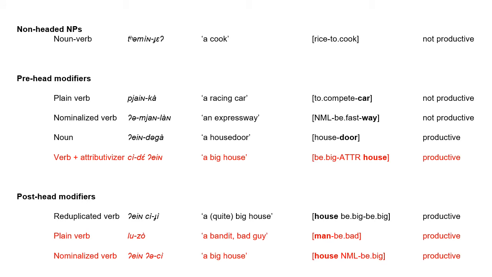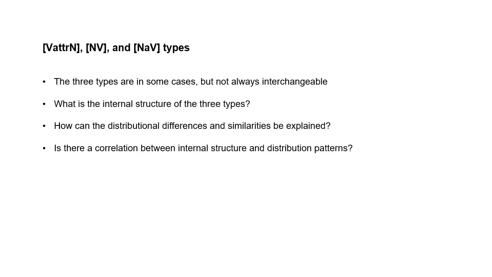The three kinds that are of special interest for our purposes in this talk are the ones in red here. So the verb with the attributive marker, post-nominal plain verb, and post-nominal nominalized verb. We want to have a look at these three types because they are similar in meaning. They are in some cases mutually interchangeable, but not always.